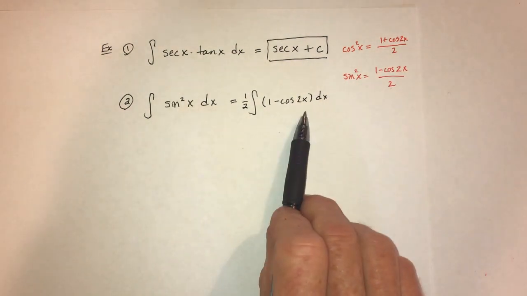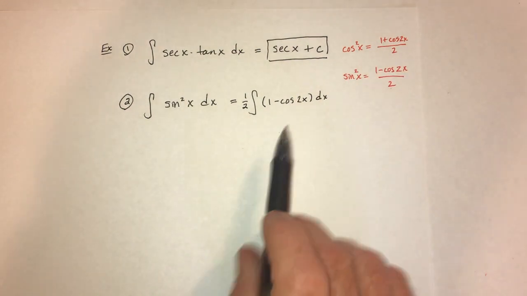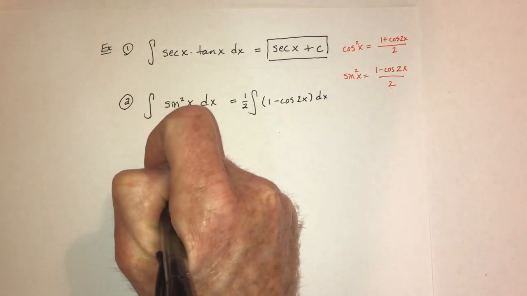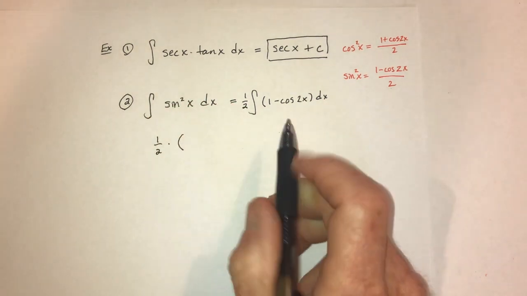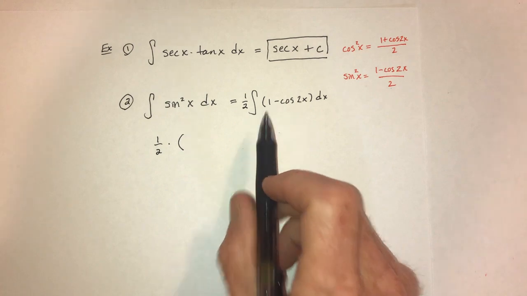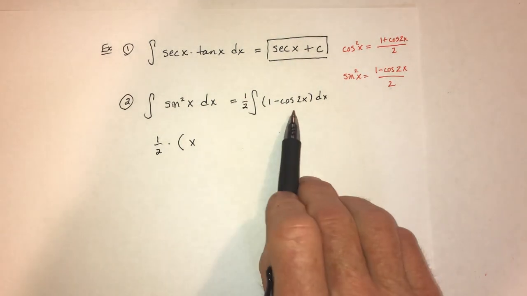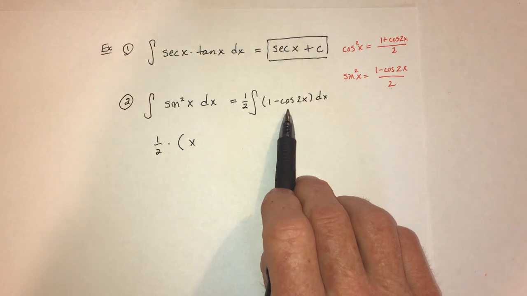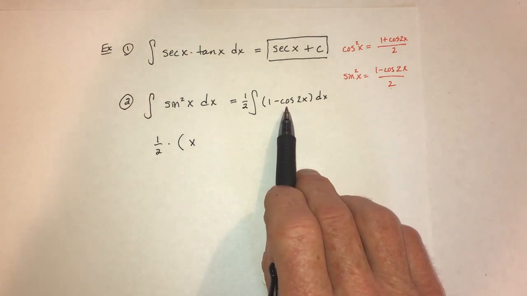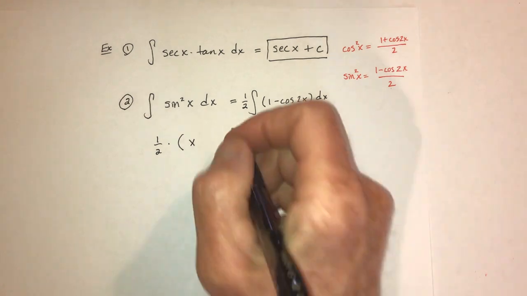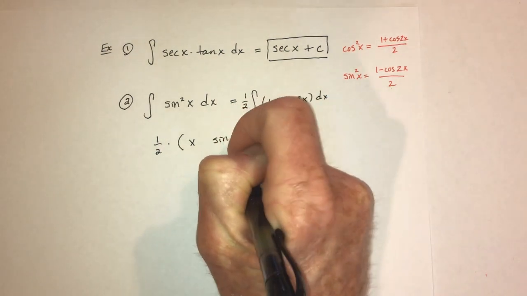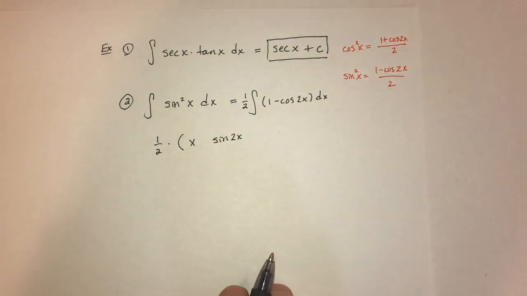And then find the antiderivative here. So the 1/2 will stay on the outside. And then the antiderivative of 1, that's going to be x. Now, what's the antiderivative of cosine? Well, since the derivative of a sine is cosine, that means it's going to be sine of 2x.